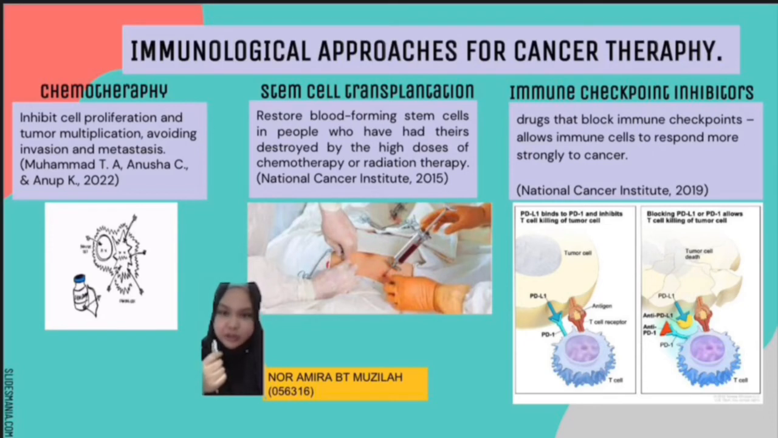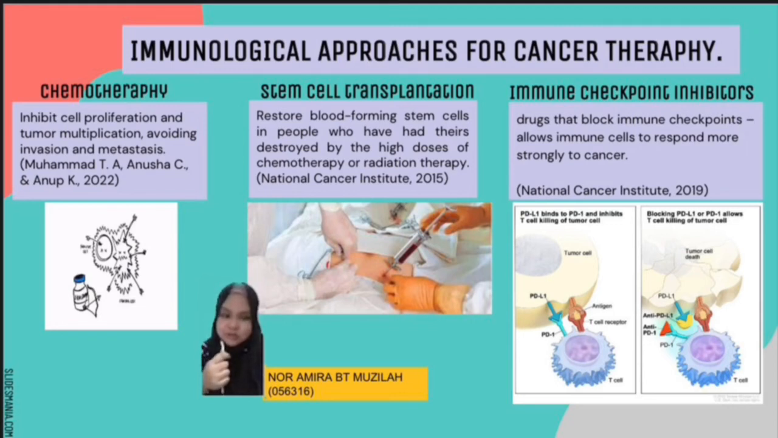First, chemotherapy. This is a procedure to inhibit cell proliferation and tumor multiplication by avoiding invasion and metastasis. But this results in toxic effects of chemotherapy due to the effect on normal cells as well. Inhibition of tumor growth can take place at several levels within the cell and its environment. Second, stem cell transplantation. Stem cell transplants are procedures that restore blood-forming stem cells in people who have had theirs destroyed by the high doses of chemotherapy or radiation therapy that are used to treat certain cancers.